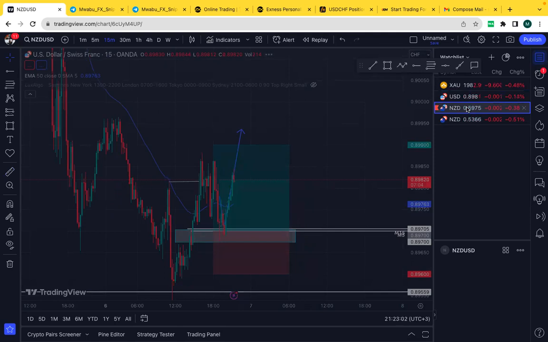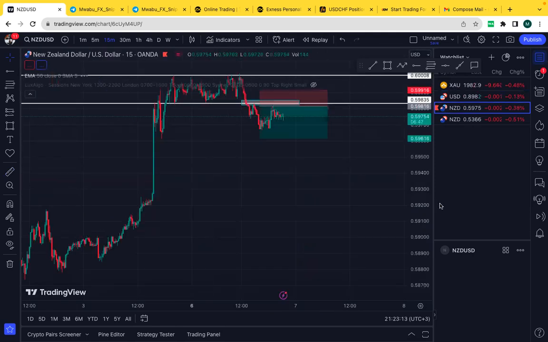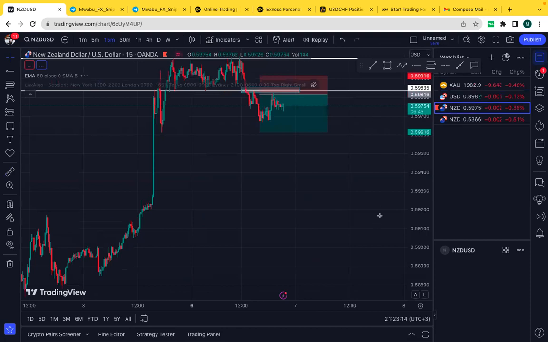And then let's take a look at NZD USD. What's happening on NZD USD? Why is it hanging? So on the NZD USD, this was my entry.